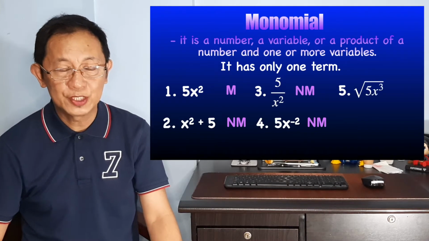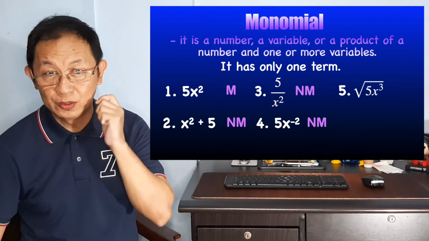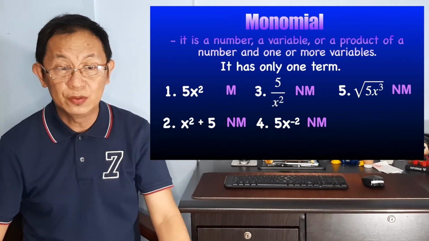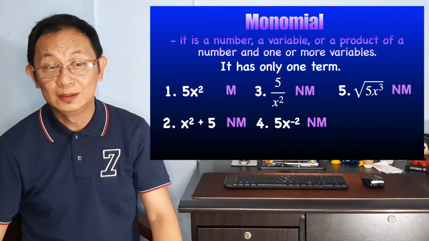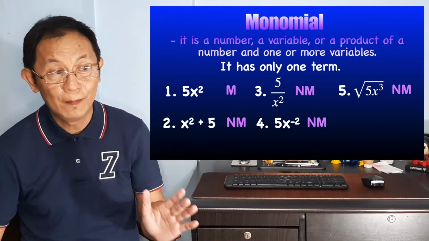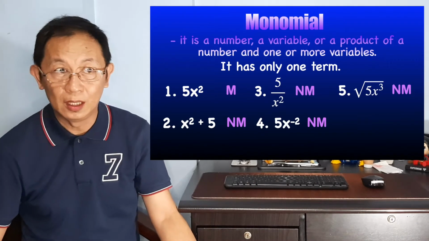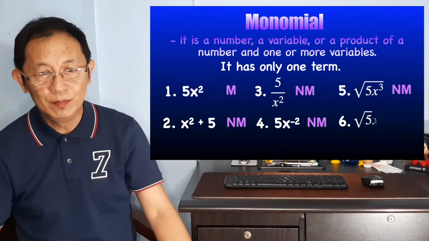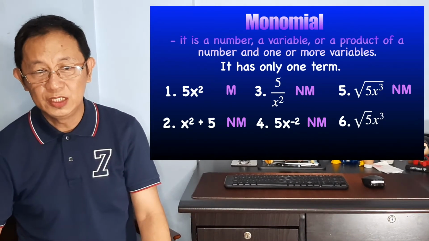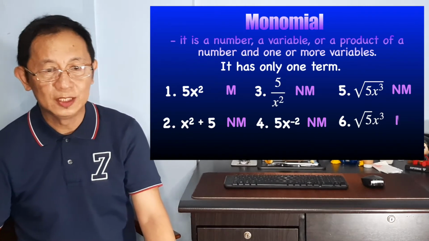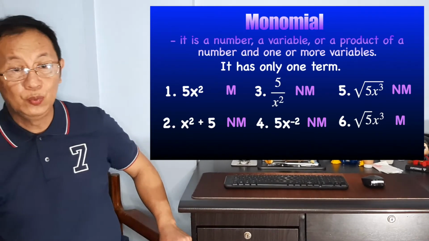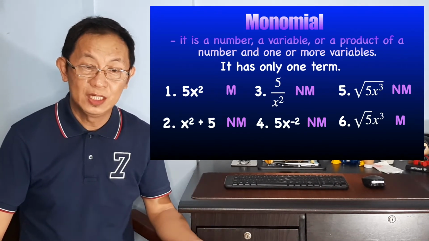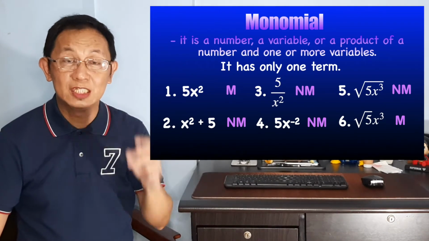Number 5, square root of 5x cubed. So, this is also not a monomial. Kahit one term lang siya, hindi siya considered as monomial. Kasi may na-violate din siya doon sa rule ng polynomial. And number 6, square root of 5 tapos x cubed. This is a monomial. Take note of the difference between number 5 and number 6. So, magkaiba sila. So, yung number 5 is not a monomial. Yung number 6 is a monomial.